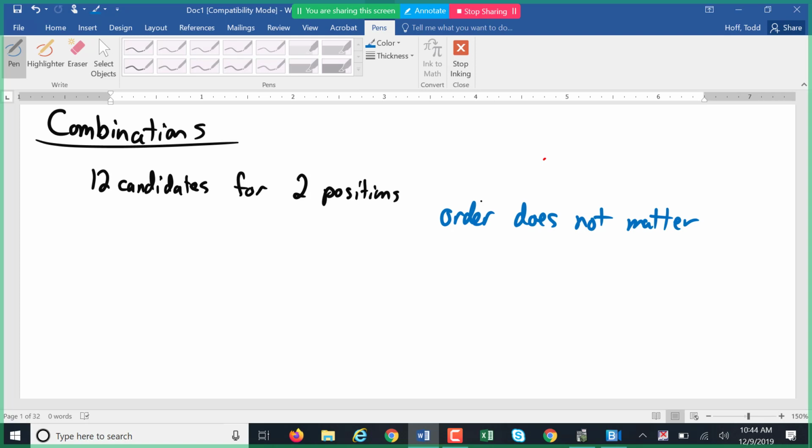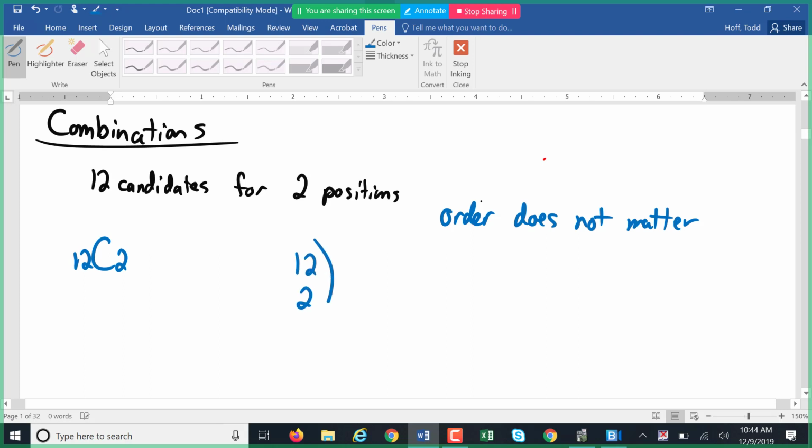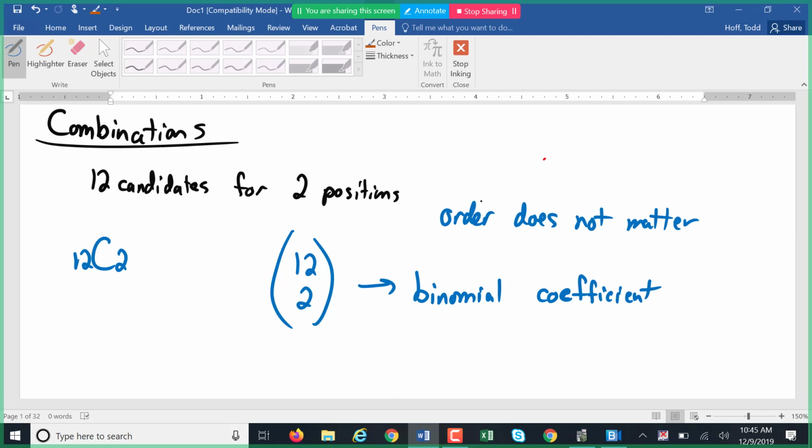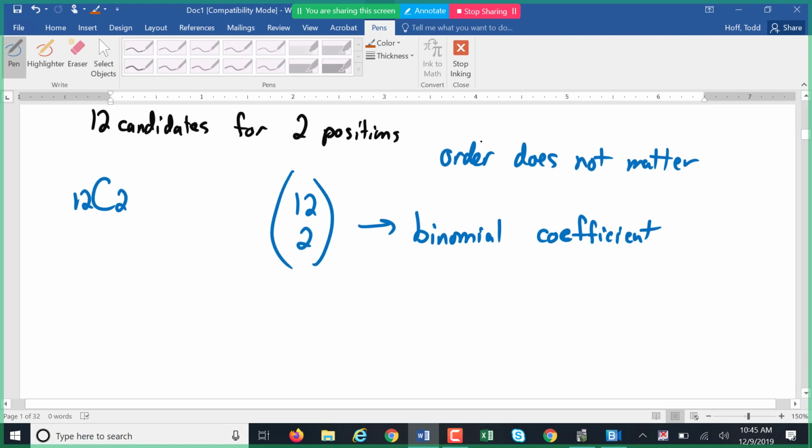We're just choosing 2 of them. The symbolism for 12 choose 2 can be written like this, 12C2. But what we use when we're talking about binomial coefficients is this notation: 12 over 2, but notice there's no fraction bar, and it's in parentheses. That is an abbreviation for a combination, but it's also a binomial coefficient. It's telling us how many different ways can I choose 2 out of 12 to get my 2 positions, with all equal between the 2 chosen and all equal between the 12 that we are choosing from.